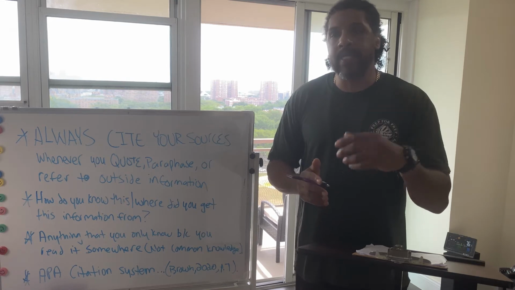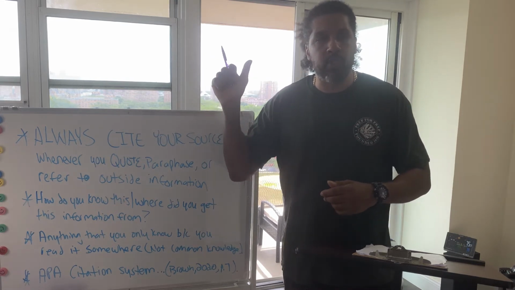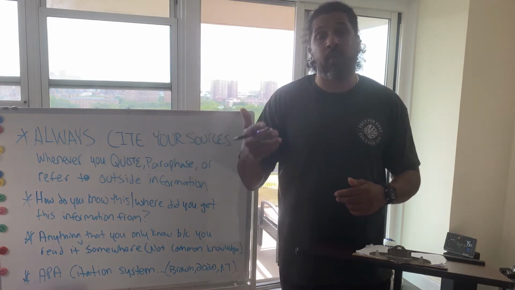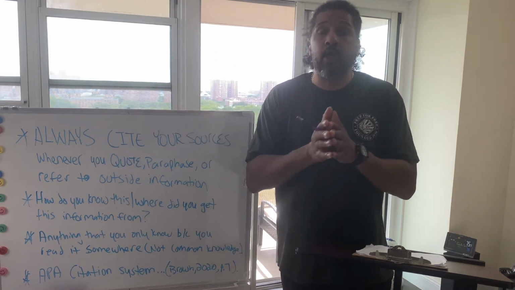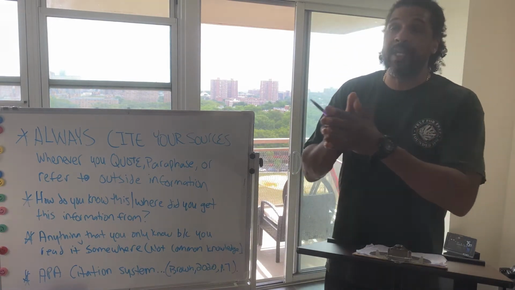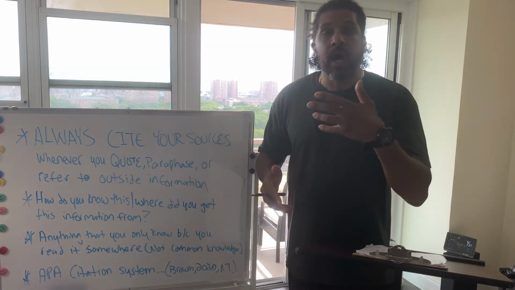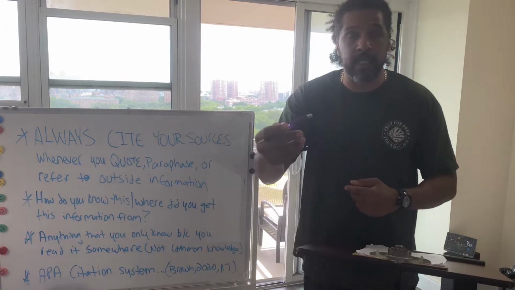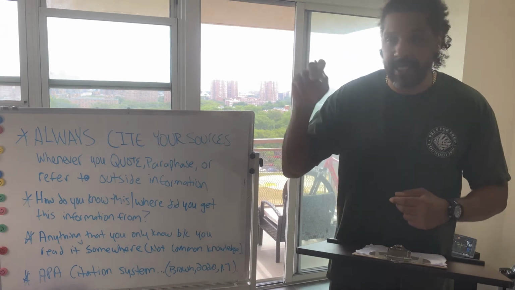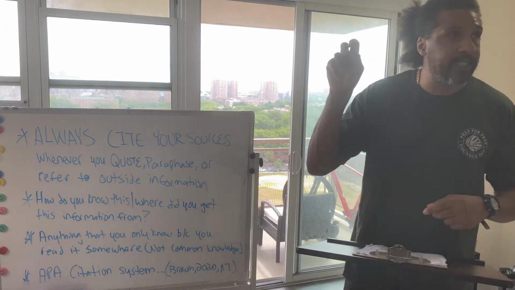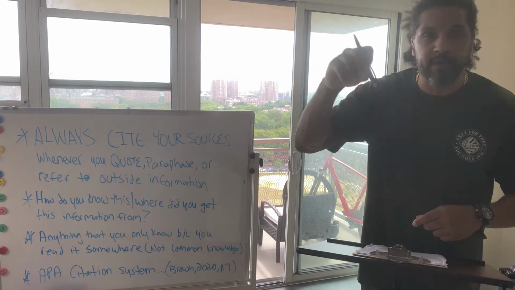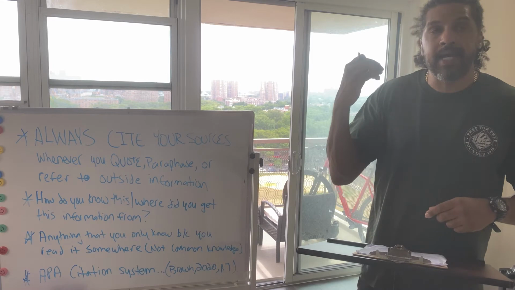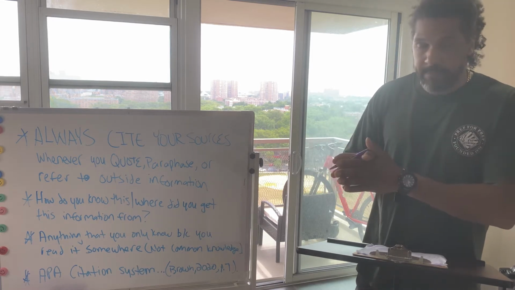In addition to citing, anytime that you quote, paraphrase, or refer to outside research, I would also add, it is better to over-cite than to leave things that need a citation uncited. So let me say that again. It is better to over-cite in your paper, C-I-T-E, not oversight, O-V-E-R-S-I-G-H-T. It is better to over-cite than to leave things that require a citation uncited.